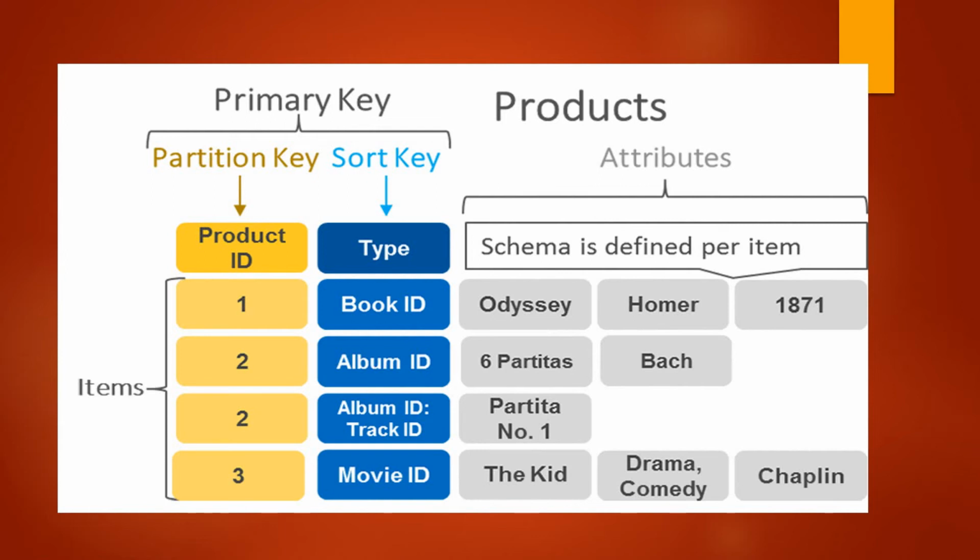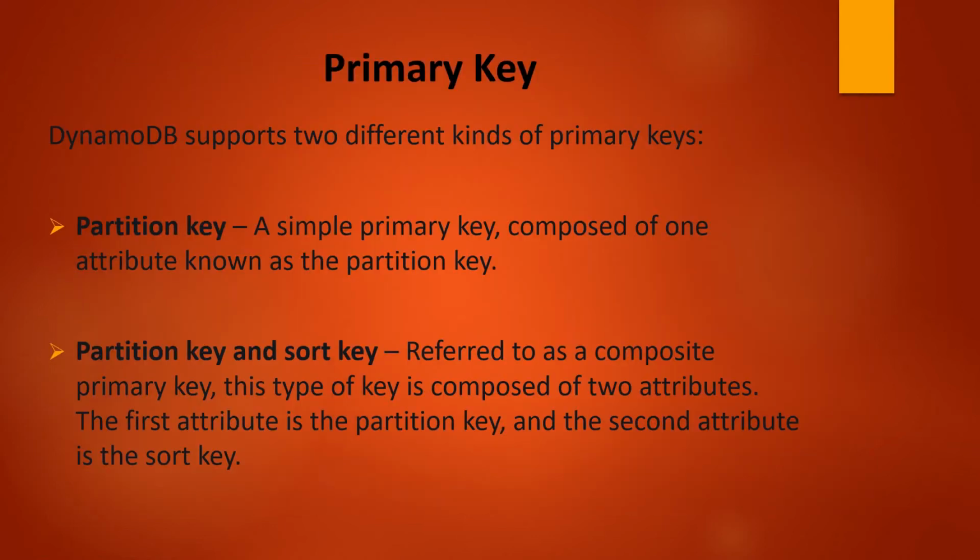Let us try to understand this further. What is the primary key? Here we have a partition key, and a partition key and sort key. Sometimes the primary key can be only the partition key, and sometimes it can be the combination of both, the partition key as well as the sort key.